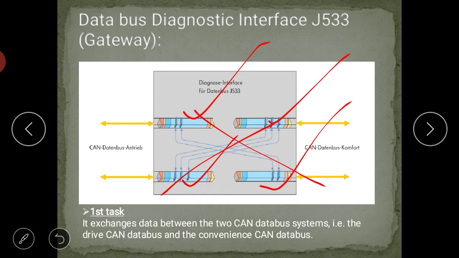Now what is the first task? It exchanges data between the two CAN database systems, that is the drive CAN database and the convenience CAN database. So it can share information between two database systems, one from the drive CAN bus database system and the second from the convenience CAN bus database system.